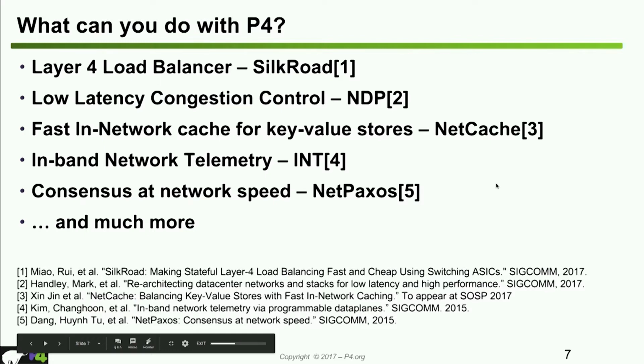You can build a fast in-network cache for key-value stores, or, as I already mentioned, in-band network telemetry, which enables unprecedented visibility into your network at a level we just didn't have before. And you could also implement Paxos if you wanted in your network, and the list goes on and on.